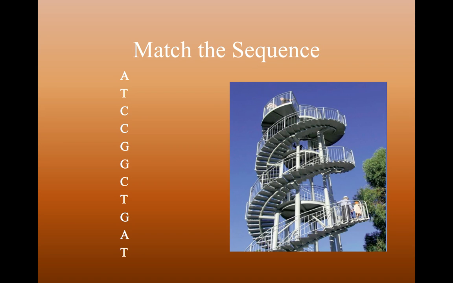All right, so here's the sequence. Going down, T would be across from that A, then an A, a G, a G, a C, a C, a G, an A, a C, a T, and an A. That's what would be across from each pair in the ladder.